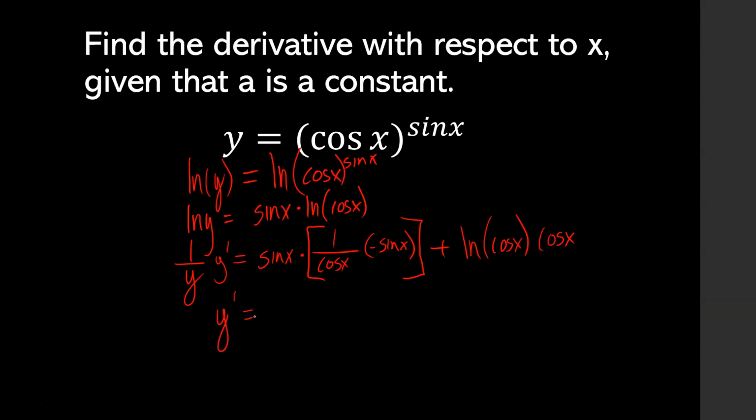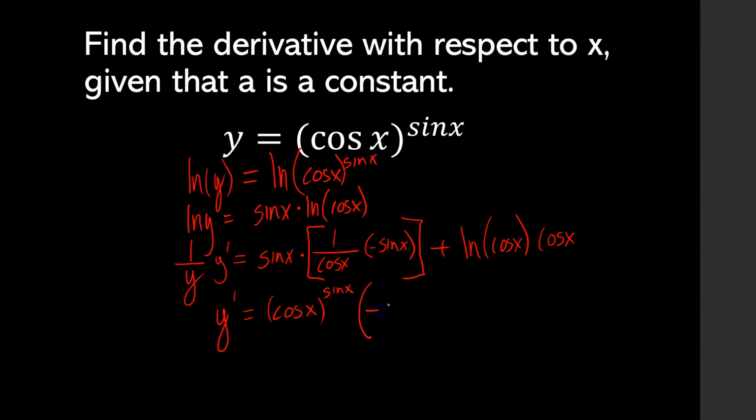Y prime is going to be y times all of this stuff. Let's do that in one step. So y is equal to cosine of x with an exponent sine of x. So I'm replacing y with that and multiplying on both sides. And then what goes in here?